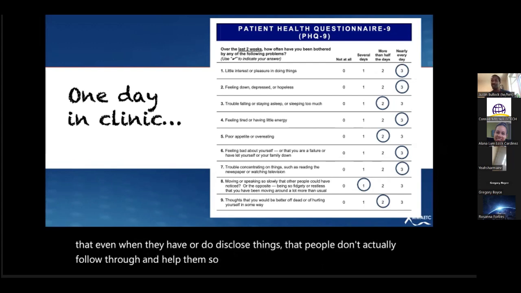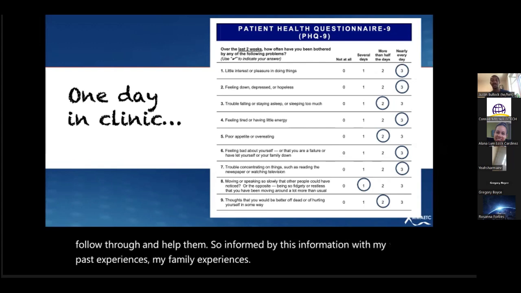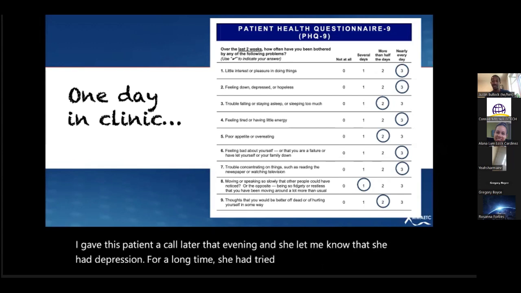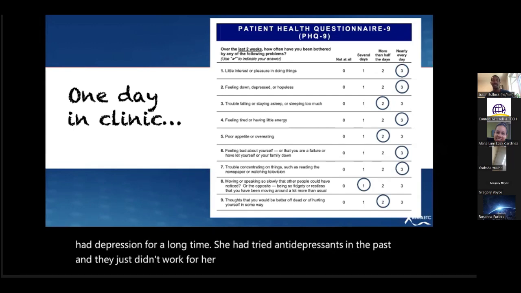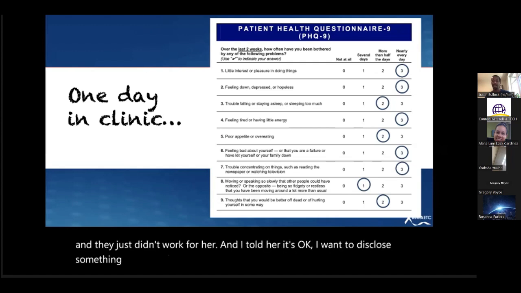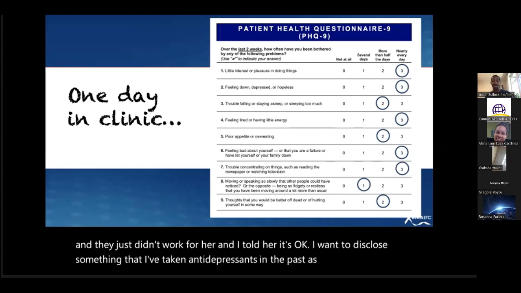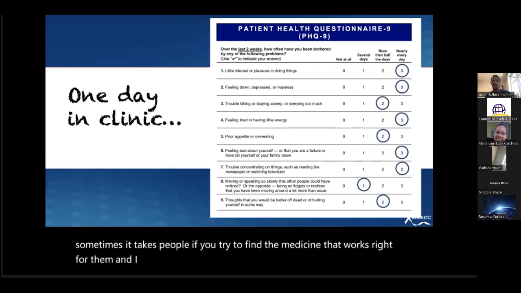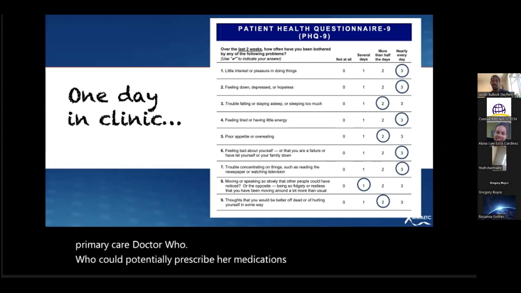So, informed by this information, with my past experiences and my family experiences, I gave this patient a call later that evening, and she let me know that she had had depression for a long time. She had tried antidepressants in the past, and they just didn't work for her. I told her, it's okay, I want to disclose something: I've taken antidepressants in the past as well. And sometimes it takes people a few tries to find the medicine that works right for them. I asked her if it was okay if I could connect her with her primary care doctor, who could potentially prescribe her medications to help treat her depression.